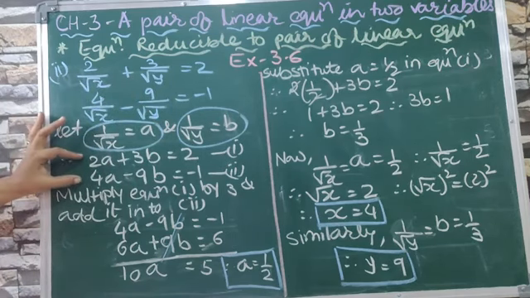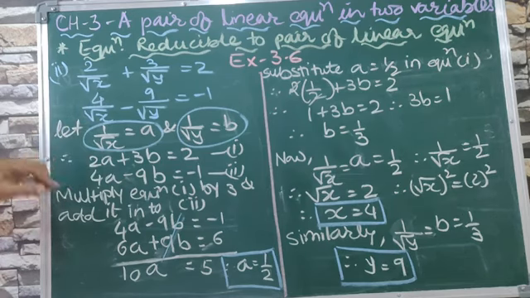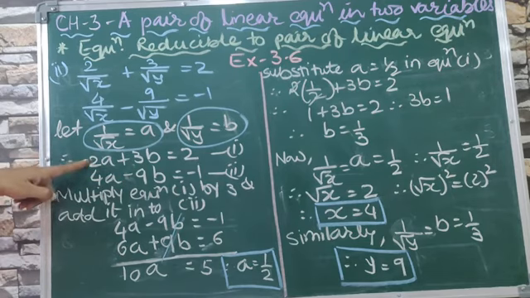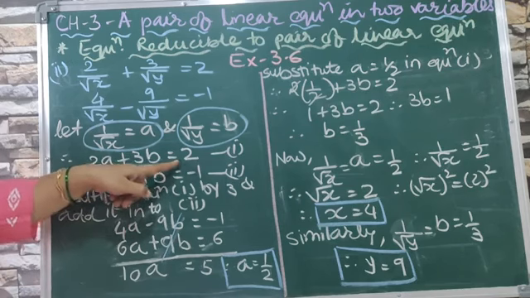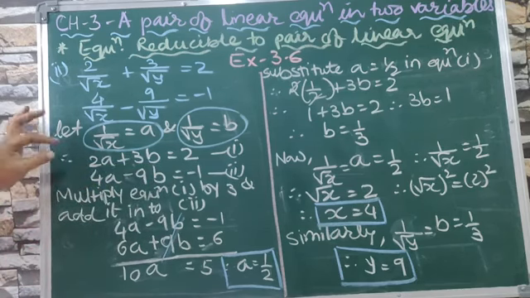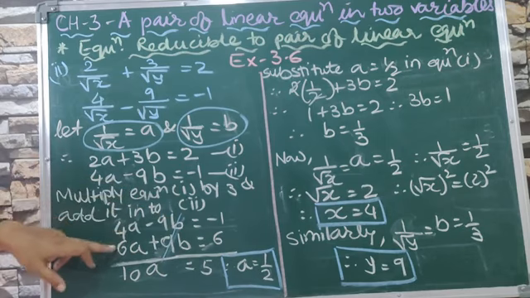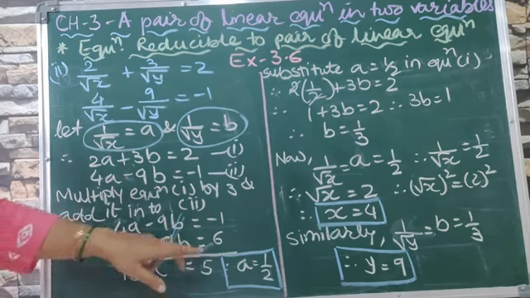Now as I mostly use the elimination method, here again I use the elimination method, and for that I multiply the first equation by 3. As you see here, it is plus and minus. So if I multiply this equation with 3, what would I get? 6a plus 9b is equal to 6, and then I add it to the second equation, 4a minus 9b is equal to minus 1.